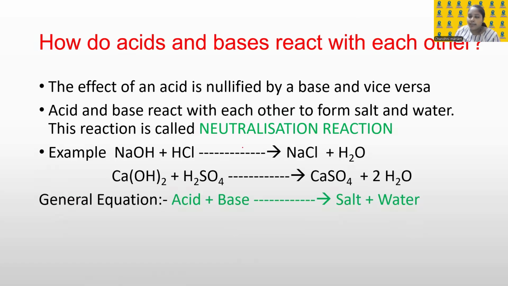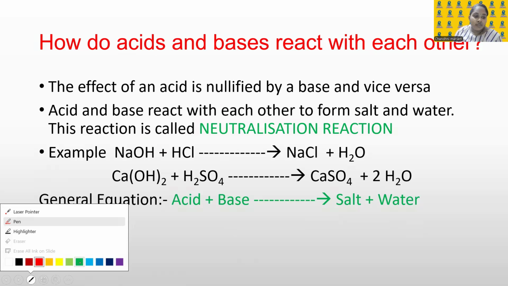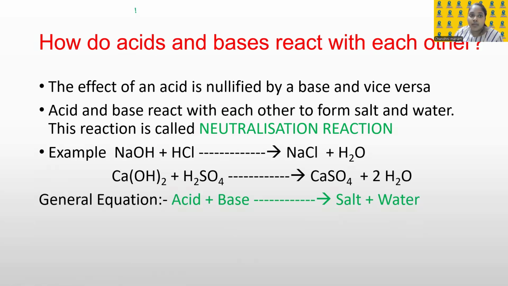Now let's see what will happen if an acid and a base react with each other. Till now we have seen that acids react with metals, bases react with metals, and acids and bases react with metal carbonates. Now let's see what happens if an acid and a base react. We take an example of an acid, HCl, which can react with a common base, sodium hydroxide.